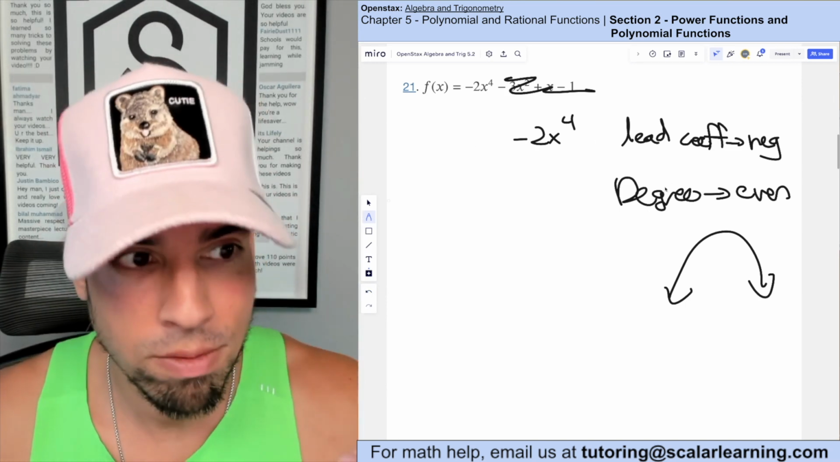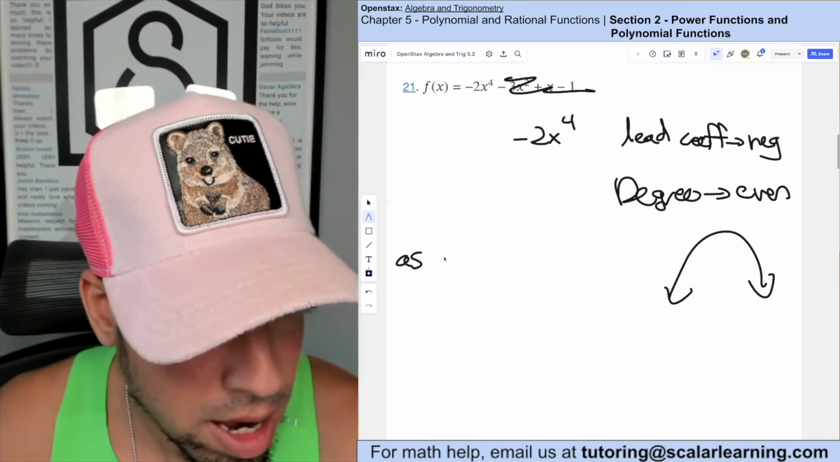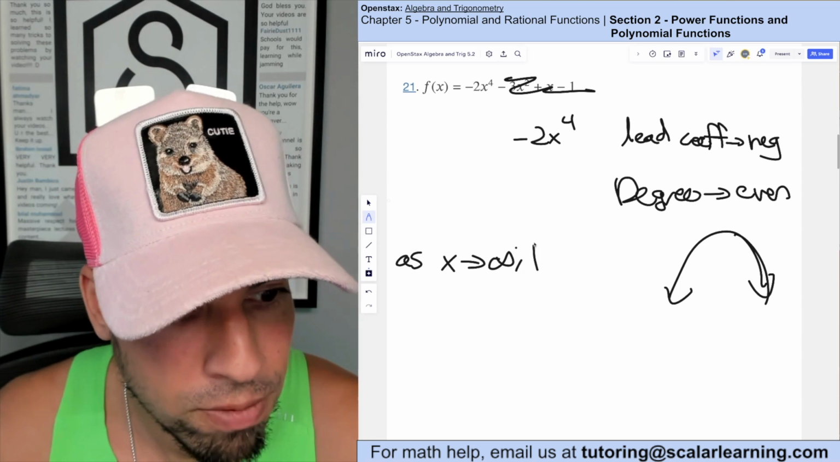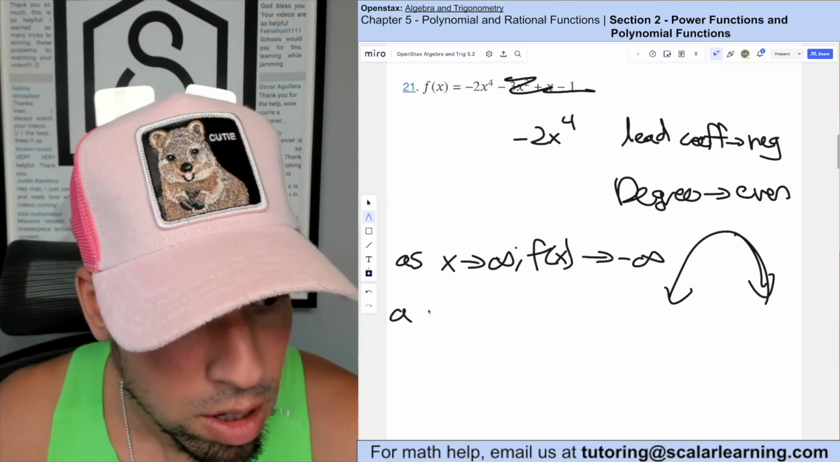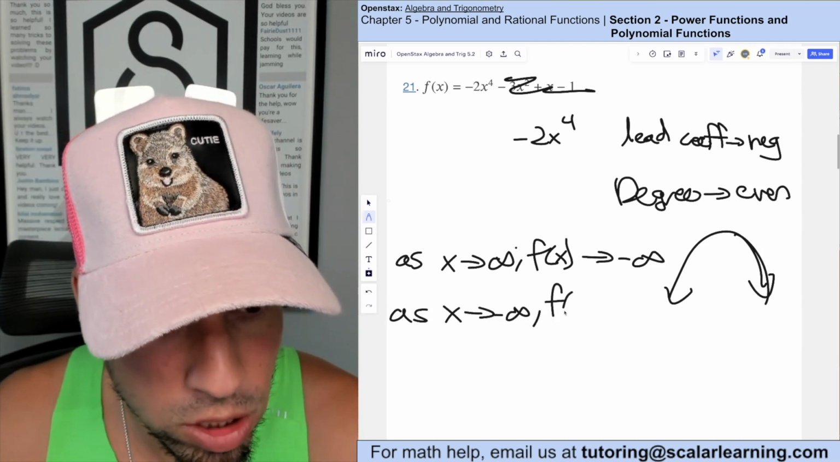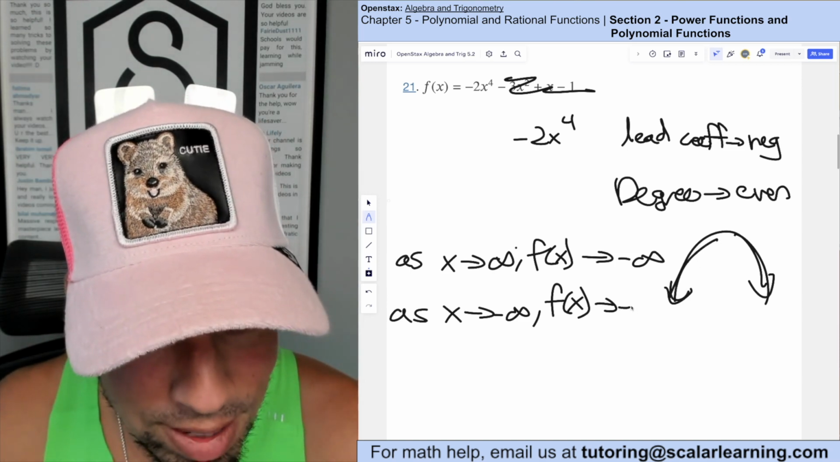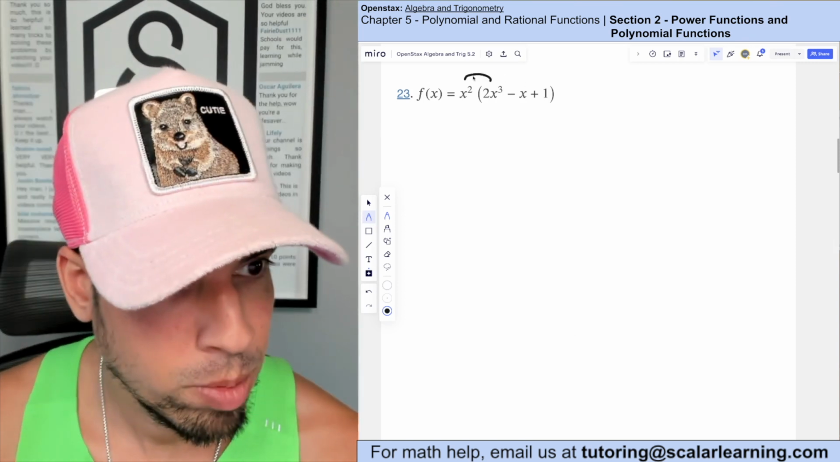So now we've kind of confirmed that this is going to go down, down, meaning as x approaches positive infinity, meaning going to the right, the function is going to approach negative infinity. It's going to go down. And also as x approaches negative infinity, as we mentioned, the function is still going to go down. It's still approaching negative infinity. Boom, done.